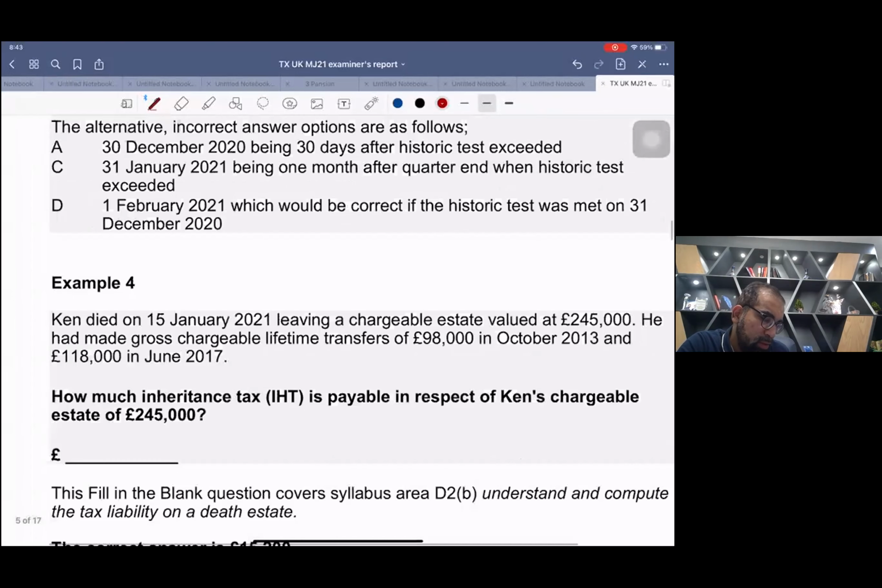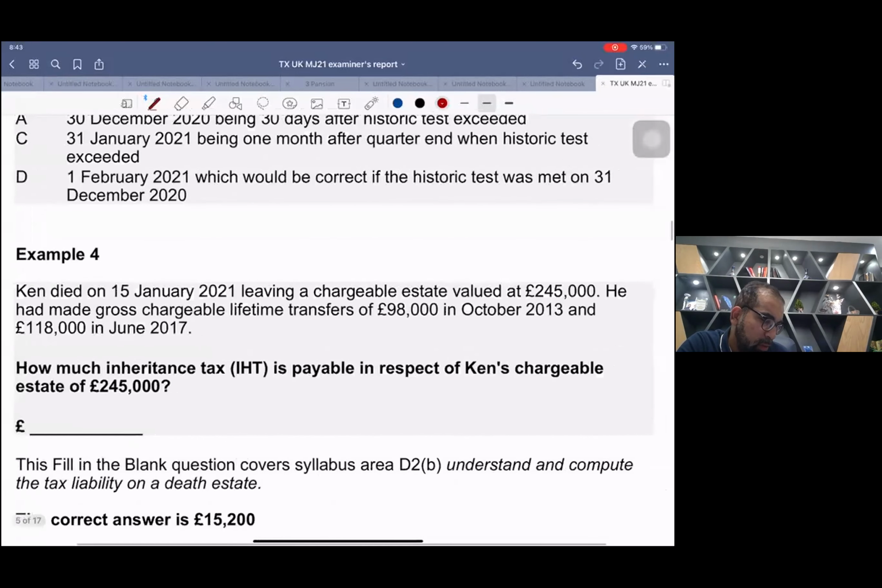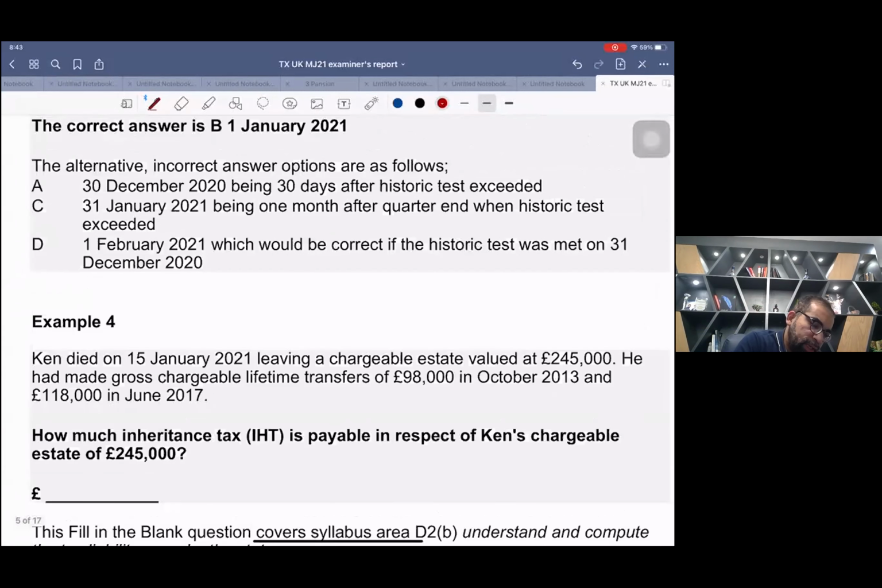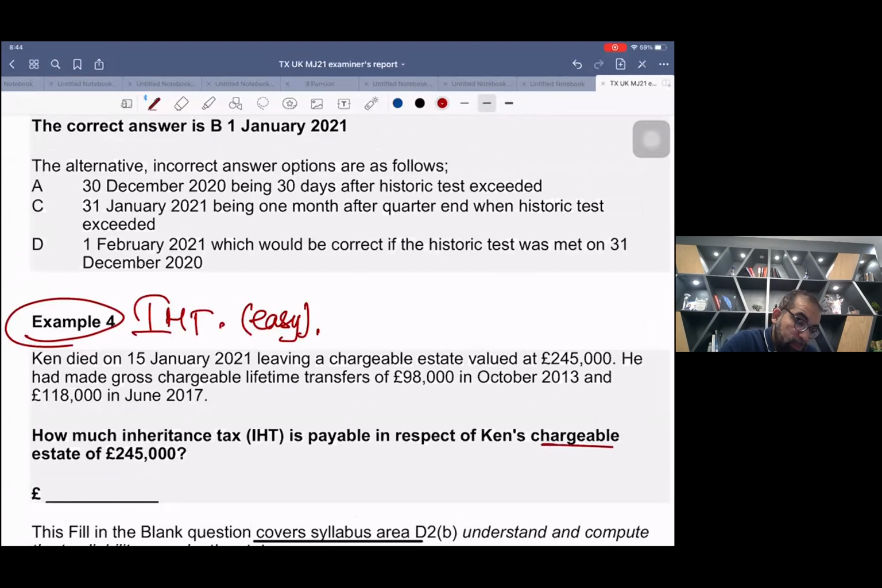Now, this is your, wait. You have now example number 4, which is IHT, inheritance tax. IHT, again, easy. Only you need to calculate tax on chargeable estate, that is death estate. This is your death estate, and you need to calculate tax on death estate. Come on, quick, start. No need to calculate everything, just this death estate tax.